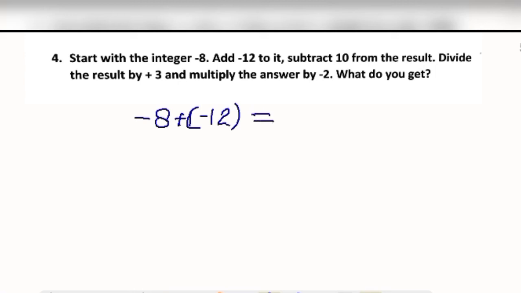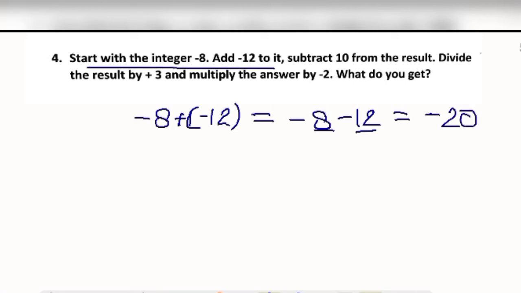Let's check what we are getting. -8 plus -12, it means both have the same sign, so values will be added: -20. Okay, this we have calculated. Now next step, subtract 10 from the result. What is the result? -20.